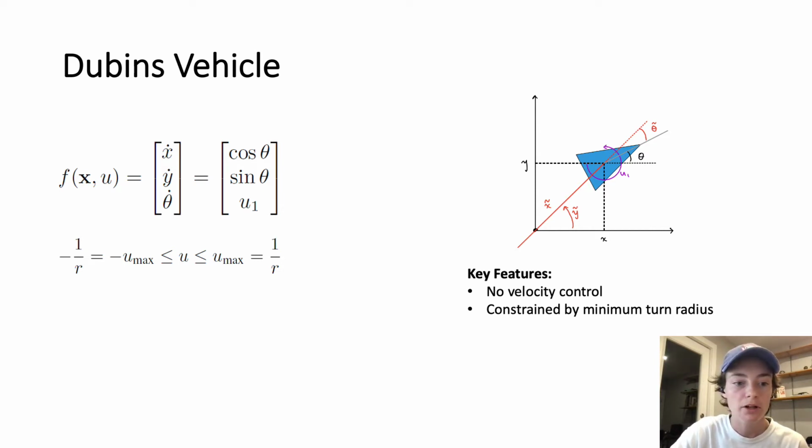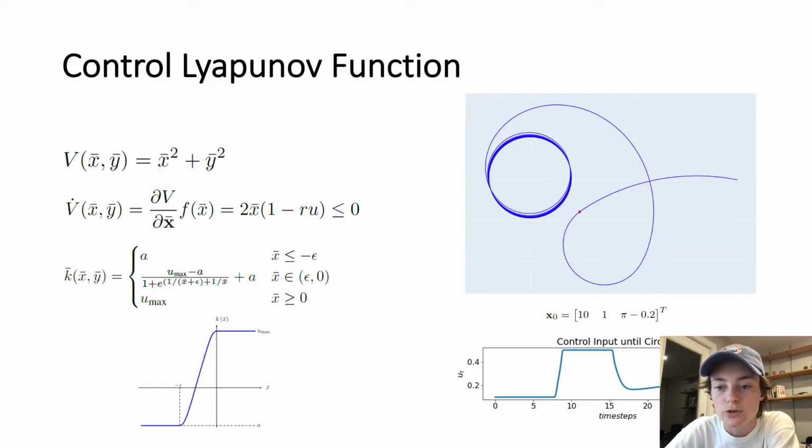The only input is a yaw rate u1, which is constrained by this minimum turn radius. And there's no velocity control on this Dubins car, so it just goes forward and can't stop at any arbitrary points. The goal of a Control Lyapunov function is to find some input u which is capable of stabilizing the system around some final manifold. In this case, our desired final manifold is a circle of radius r centered at some arbitrary point x1, x2.